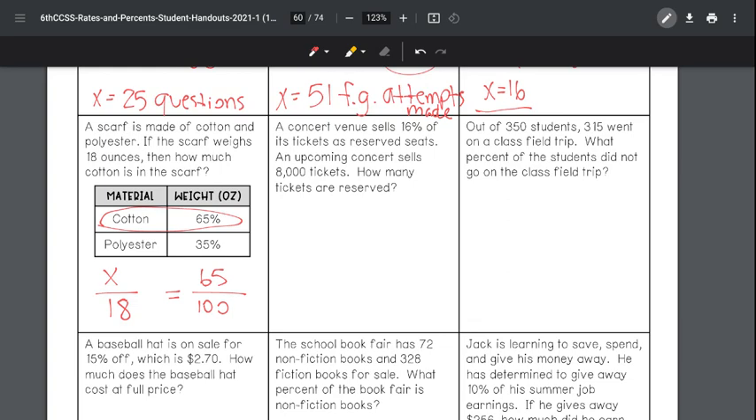Cross multiply and divide. 18 times 65 equals 1,170. Divide that by 100. And we figure out x equals 11.7 ounces are cotton.